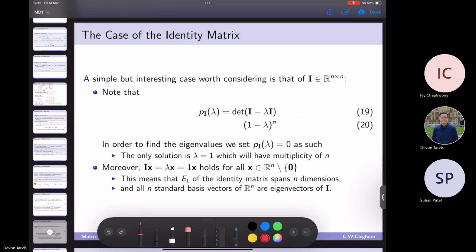Okay. Moreover, the identity times x will equal 1 times x. That holds for all of your vectors. This means that E1, the vector subspace defined by lambda equals 1, of the identity matrix spans n dimensions, and all n standard basis vectors of Rn are eigenvectors of your identity matrix. In other words, if you're trying to be intuitive about it and link back to what I was saying earlier, the identity matrix is already a decoupled system. That's the main takeaway from this.